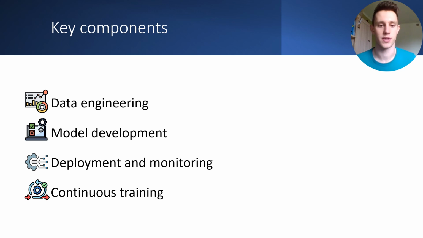MLOps consists of four key components. The first key component is data engineering. In this component, data gets collected and processed to be further used in the next component, which is model development. In this component, a model gets trained and developed for this data, and then needs to be deployed in the next component, which is deployment and monitoring. Obviously, it also needs to be monitored during its deployment. And lastly, the last key component is continuous training, which means continuously improving the model and adapting it to changing data.